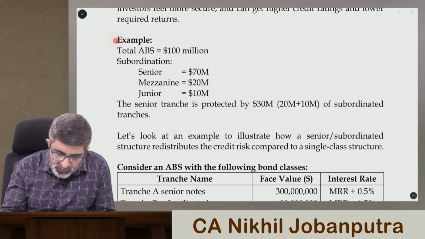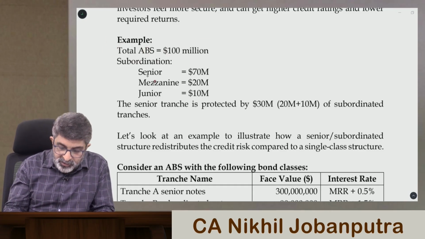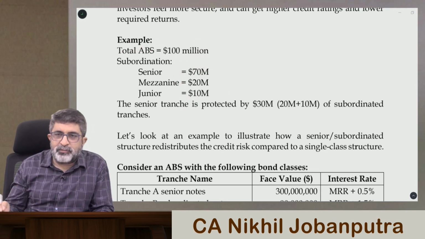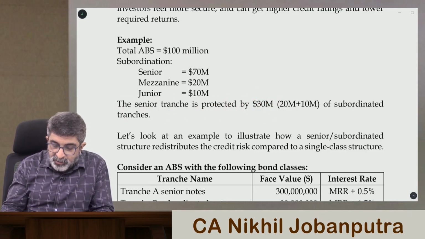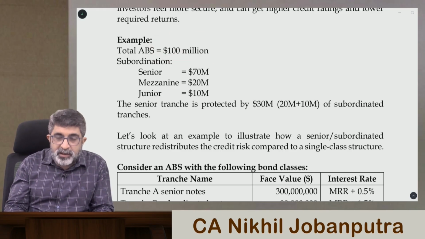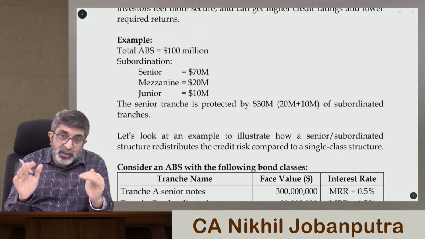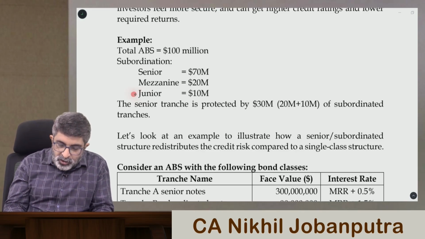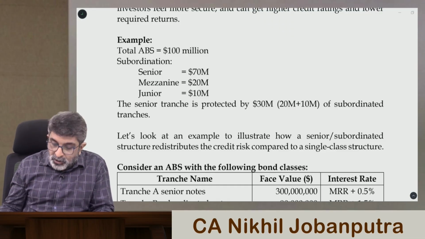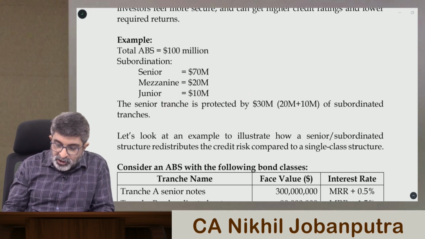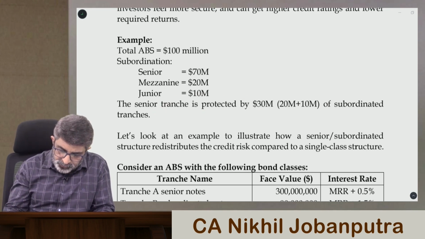Let us take an example over here. Say total ABS is $100 million, senior is $70 million, mezzanine is $20 million, junior is $10 million. So this is how you have the total ABS value divided into these three tranches. The senior tranche is protected by $30 million, meaning imagine that out of $100 million, if there is a $30 million loss in the subordination approach, the $30 million loss will be borne by the junior first, then the mezzanine. No loss will come to the senior category, correct? So $30 million is the protection, that is tranche protection for the senior.